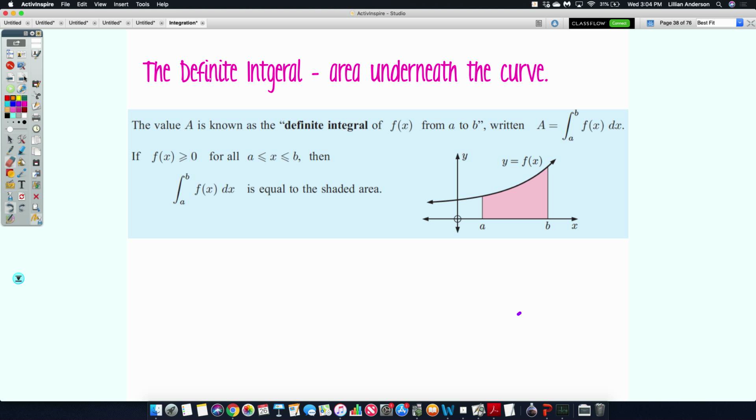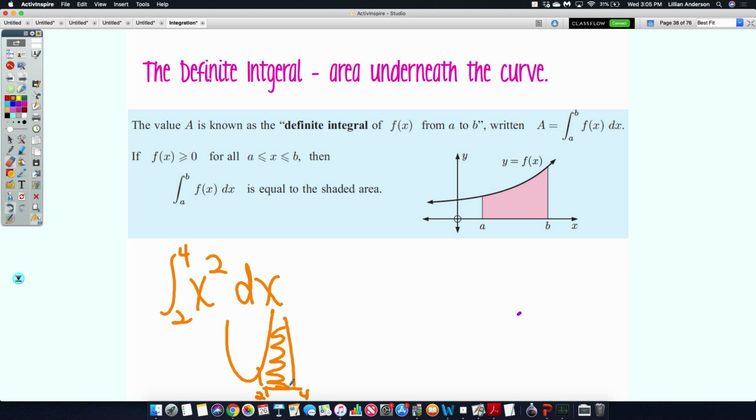Whenever bounds are involved, that's your definite integral, and it represents the area underneath the curve. So now, instead of having the integral of x squared, now you have from 2 to 4 the integral of x squared. That means you're looking underneath the curve from 2 to 4 in your graph. That's what you're looking for, that area underneath the curve.